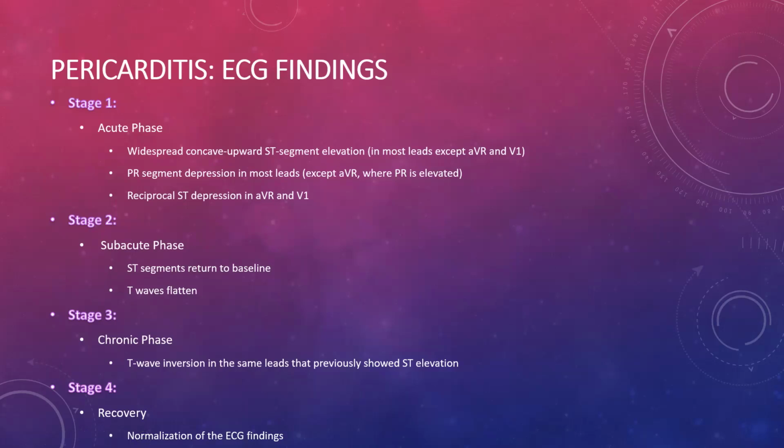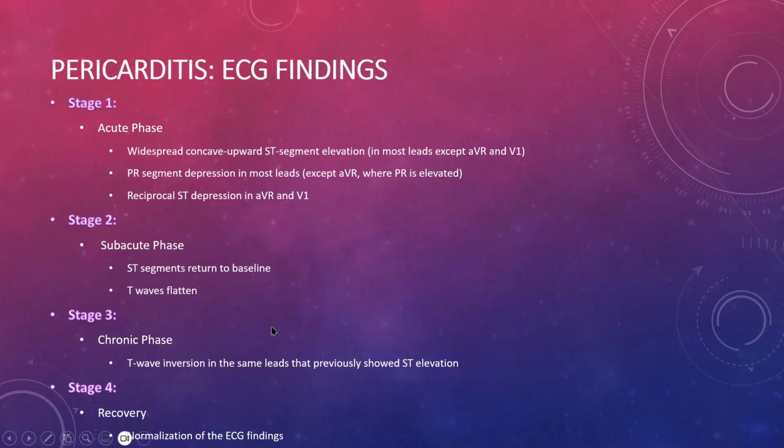Okay, PR segment depression, reciprocal ST depression in AVR or V1 is also a possibility. Then you go to the subacute phase as the patient is starting to recover, the chronic phase as the patient now is coming out of that acute inflammation, and of course the recovery phase. So most of us will see the patient in the acute phase, and then the subacute, chronic, and recovery phases are normally seen in medical wards thereafter.